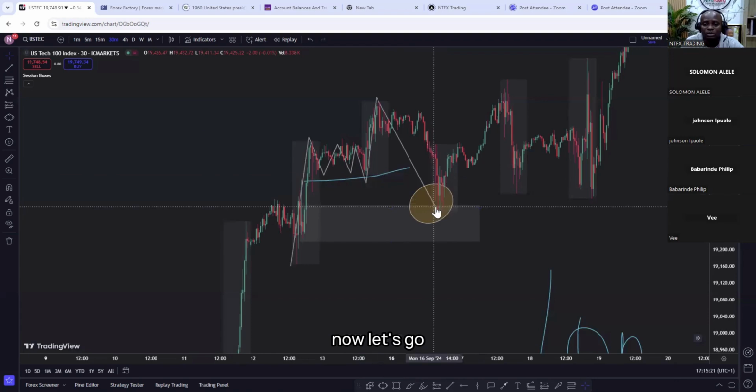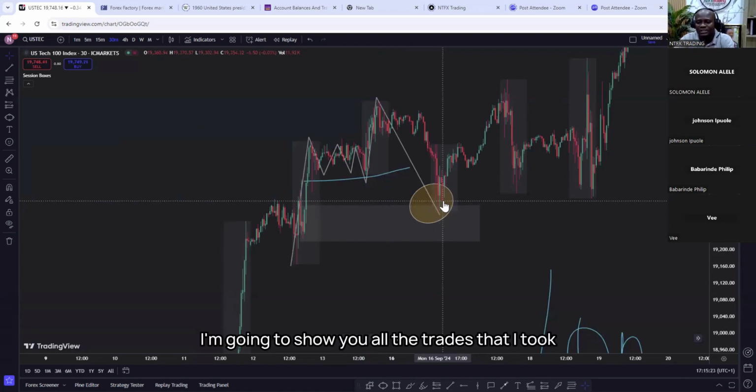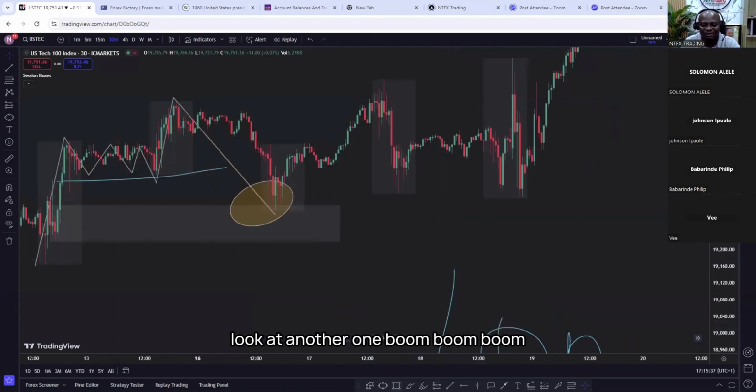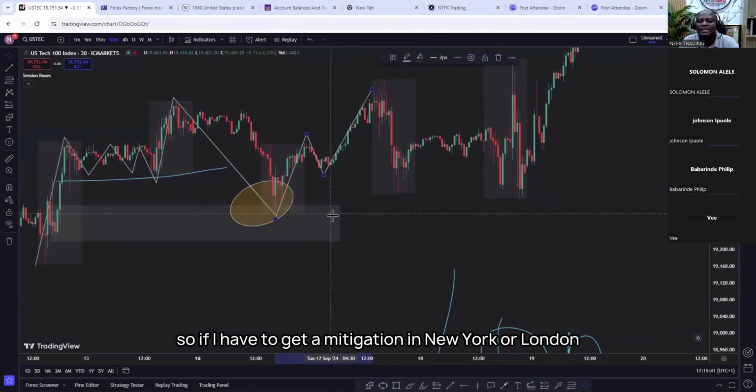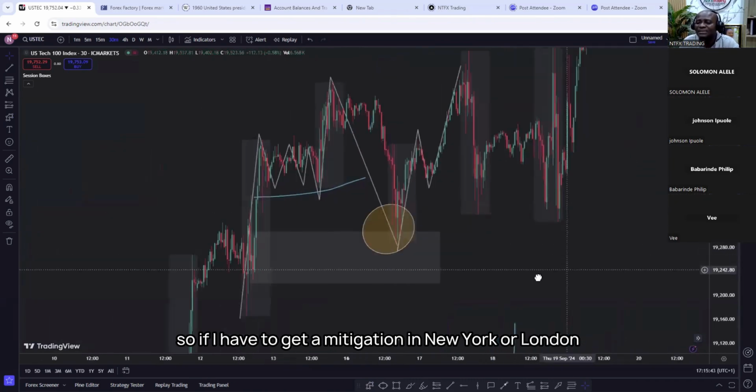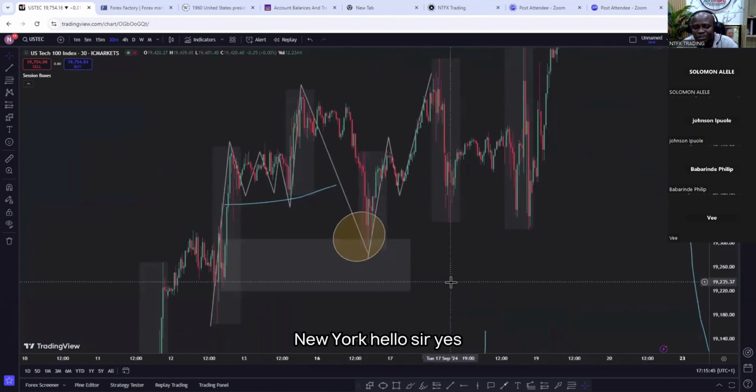Now, let's go. I'm going to show you all the trades that I took. Have the structure, the inducement, the mitigation, the structure, the inducement, the mitigation, and the time those mitigations are happening, and how I kept taking the trade. Okay, look at another one. Boom, boom, boom. If I have to get a mitigation in New York or London, New York overlap.